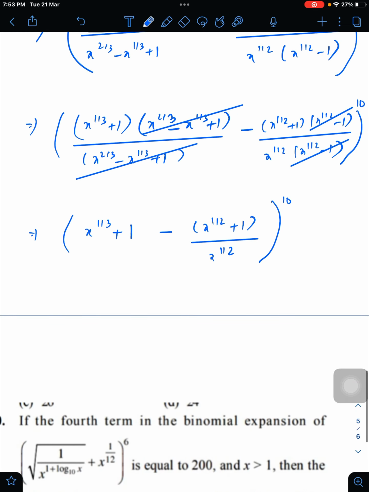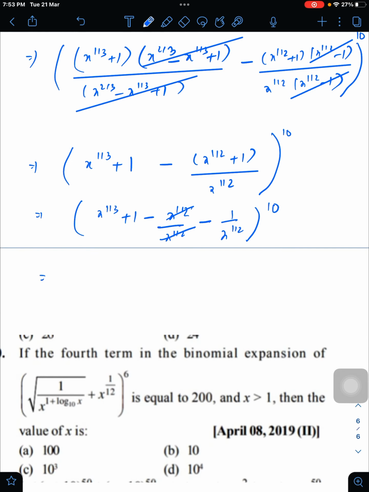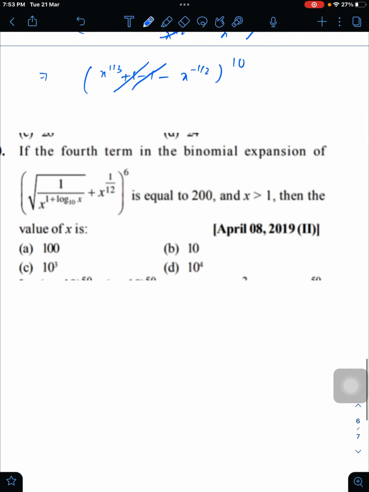Now let me simplify the question for you and after that you will realize that the question was easy. X to the power 1 by 3 plus 1 minus x to the power 1 by 2 by x to the power 1 by 2 minus 1 by x to the power 1 by 2 to the power what? 10. So this will get cancelled out, beta. So what is the value I will get? X to the power 1 by 3 plus 1 minus 1 minus x to the power minus 1 by 2 to the power what? 10. Look beta, 1 and 1 get cancelled out.